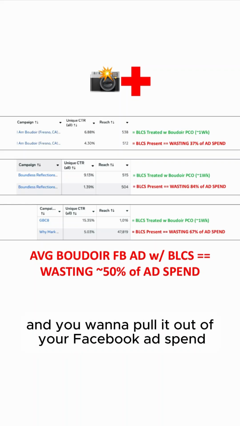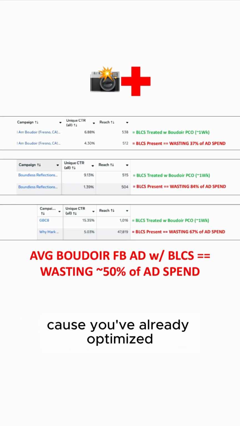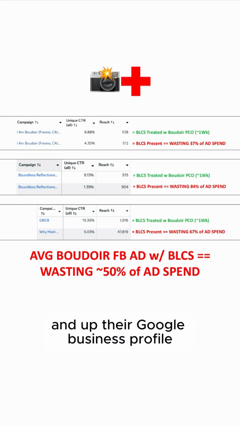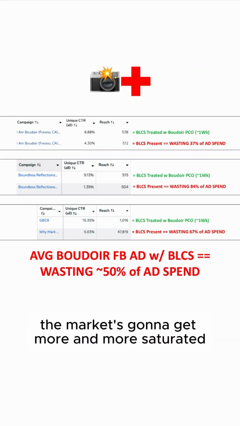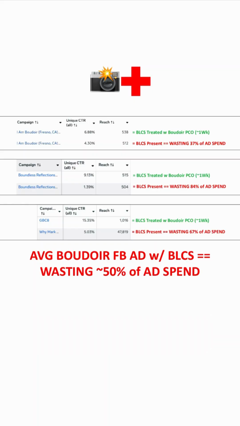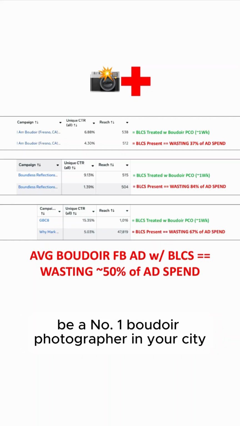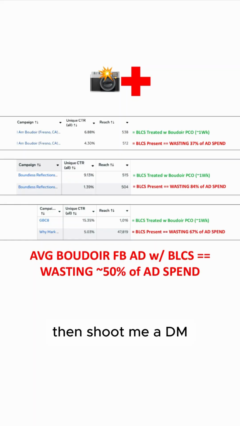And you want to pull it out of your Facebook ad spend because you've already optimized a bunch of other parts of your business. But you're ready to optimize this because you see more inflation, more women entering as boudoir photographers, setting up their Google business profile. So the market's going to get more and more saturated. And you want to be on your way to being the number one boudoir photographer in your city. Then shoot me a DM.